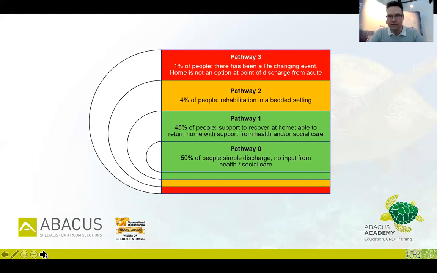Pathway 1 within that, so it says there are 45% of our caseloads. They'll require some support to recover at home. They'll be able to return home with support from health and or social care.